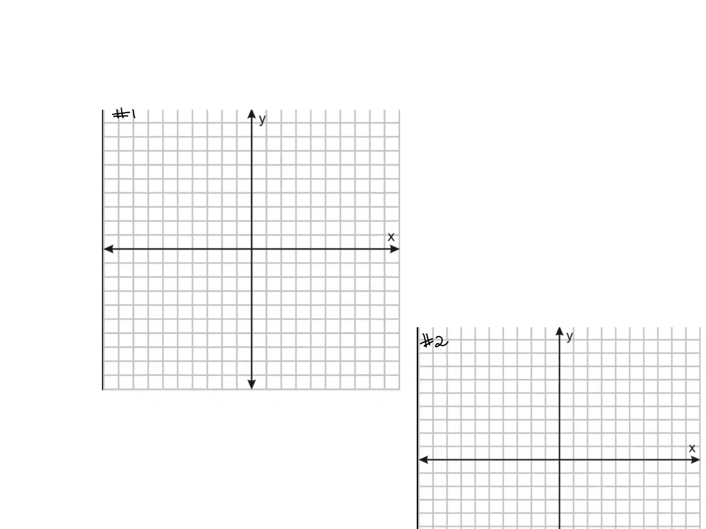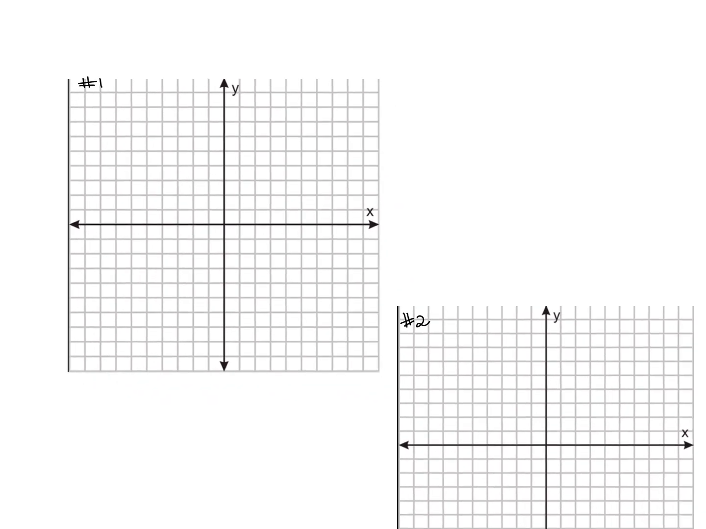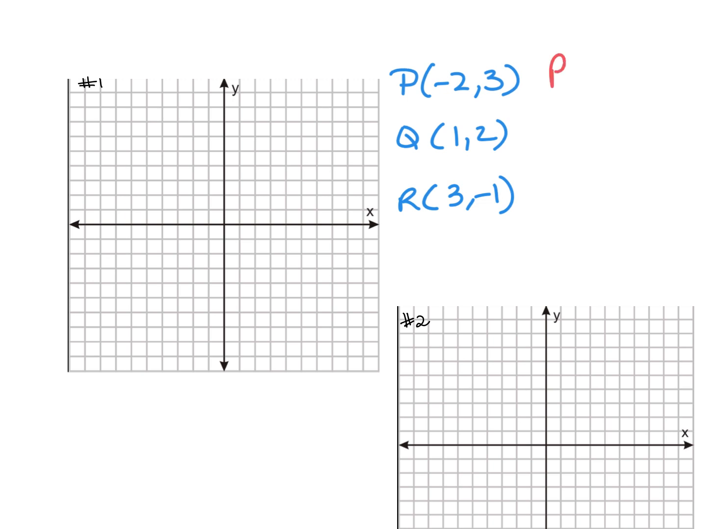All right, so this is going to be the graph for number 1. Let me go ahead, and you guys could just copy, cut, paste and put the ordered pairs right next to it. I'm going to rewrite it, because I need to graph all 6. So here are my originals: P is negative 2, positive 3. Q was 1, 2. And R was 3, negative 1. And then the new ordered pairs: P prime, 2, 1. Q prime, 5, 0, and R prime, 7, negative 3.